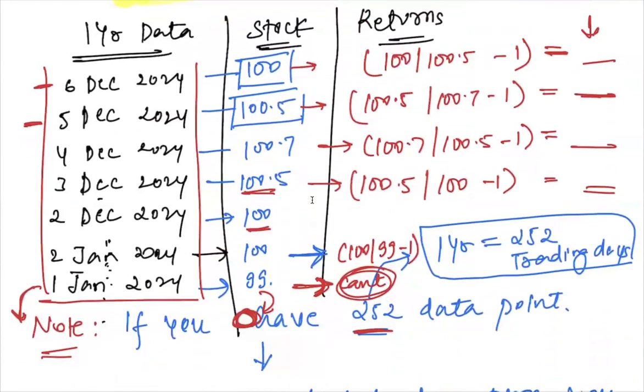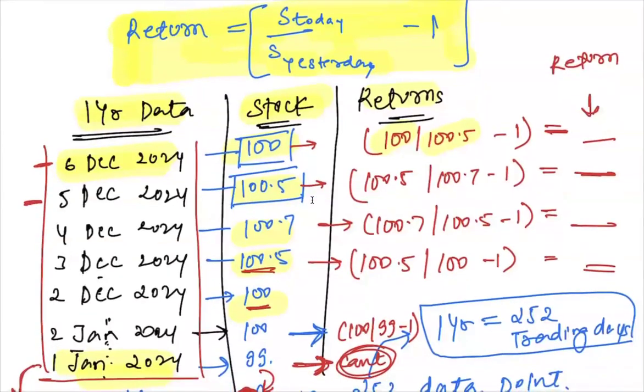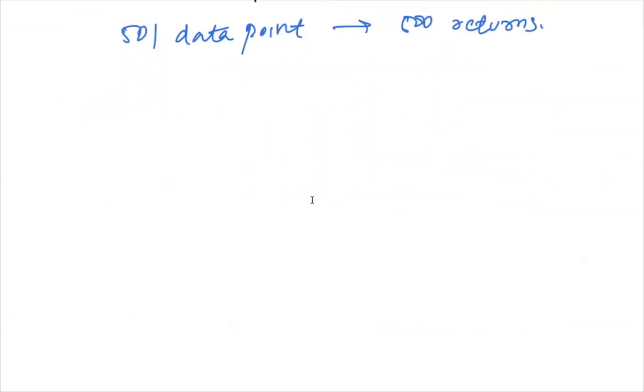So let's say this is my 1 year data, and let's say these are my stock prices. So how will I calculate return? Return is nothing but stock price today, which is 100, divided by stock price yesterday. So if you see this formula, stock price today divided by stock price yesterday. 100.5 is stock price yesterday minus 1. That's it. Similarly, 100.5, which is stock price today, 100.7 is stock price yesterday, right? So if you see, this is stock price today, stock price yesterday minus 1, and so on. So that's how you will calculate the return. This is the first step.